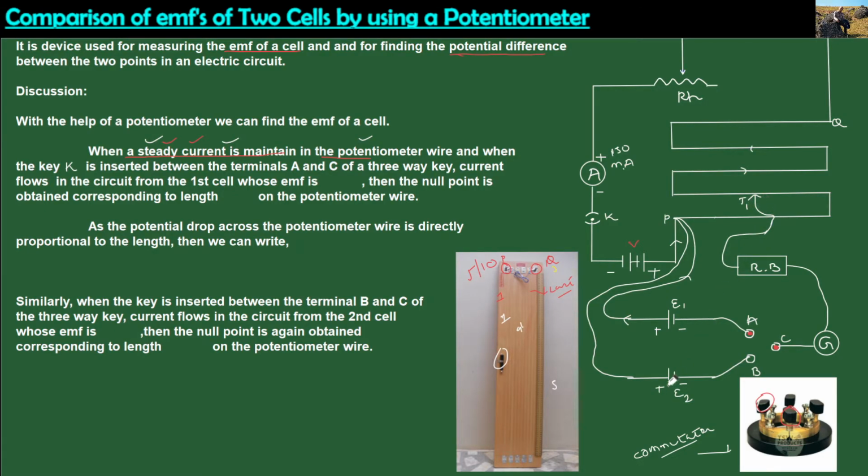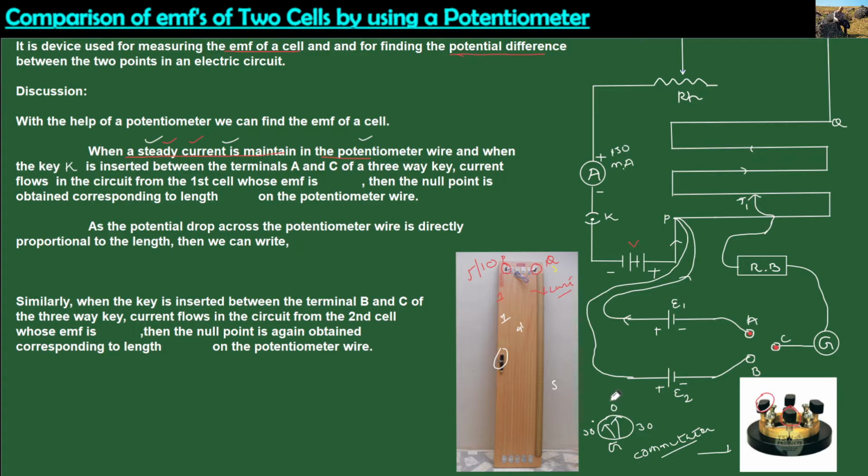Let me mark this as J1, the jockey. By sliding the jockey J1 at this particular point, we will obtain a zero deflection on the galvanometer. This will be your galvanometer, with the 30 division, 0 division, and 30 division on either side, and we will have the needle. By sliding this jockey on the wire, the needle should point at 0 deflection.